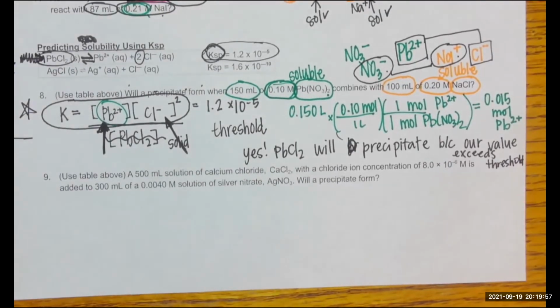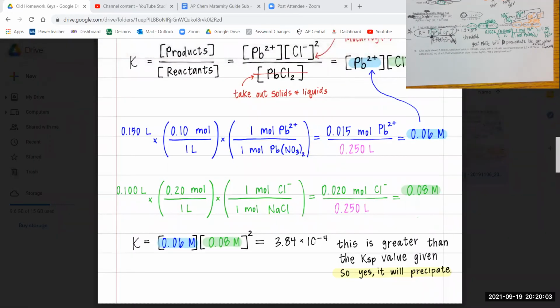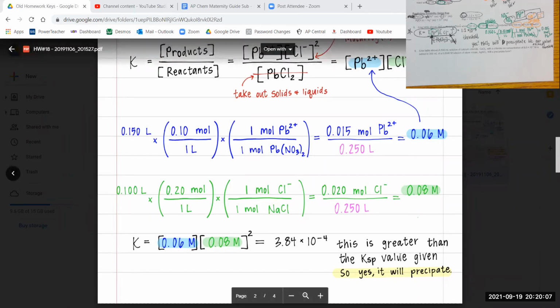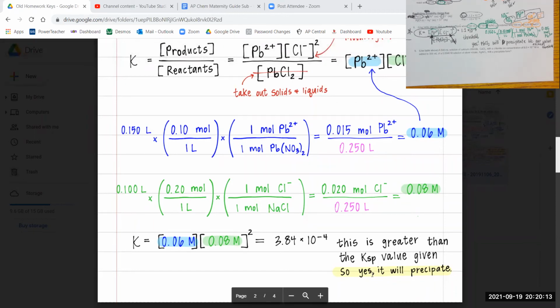So let me go back one more time to the answers because that's what I wrote. I wrote 3.84 times 10 to the negative 4. This is greater than the Ksp value given in the table. So yes, the PbCl2 will precipitate.